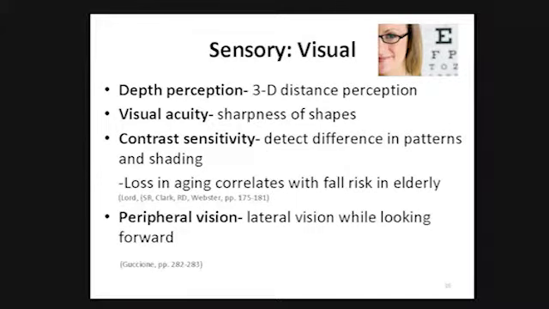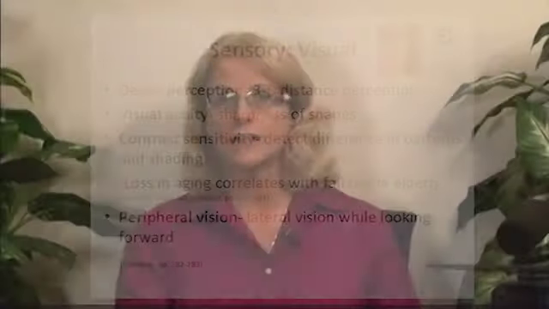Let's look at the sensory system from the visual perspective. What changes as we age? Depth perception. Can we see things in 3 dimensions? As we age, our depth perception tends to fall off. So someone looks to see the edge of a chair or the edge of a step. Oh, I fell down the stairs, because they couldn't appreciate the depth.